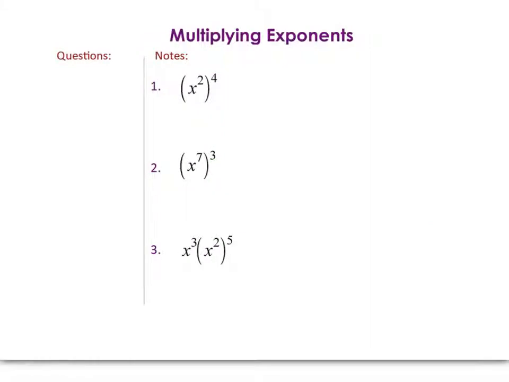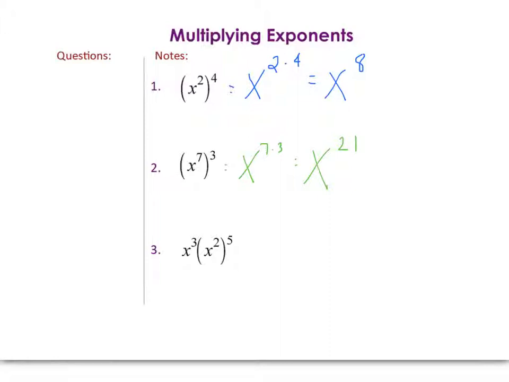So here's some examples with only x's, only variables now. I have x squared raised to the 4th. They're connected by a parentheses, so that becomes x raised to the 2 times 4, or x to the 8th. Meaning I can put any number in for x, and that number squared, then raised to the 4th, would be that number raised to the 8th. Next one, x to the 7th raised to the 3rd would be x to the 7 times 3, or x to the 21.